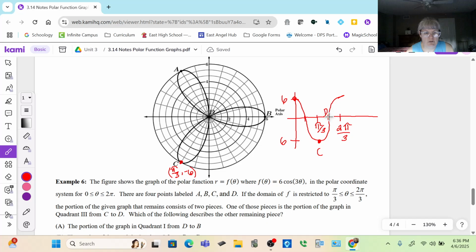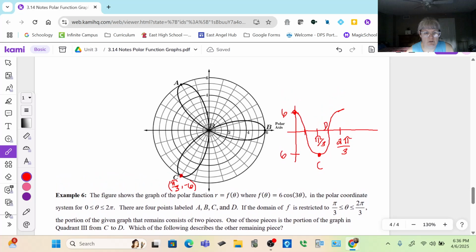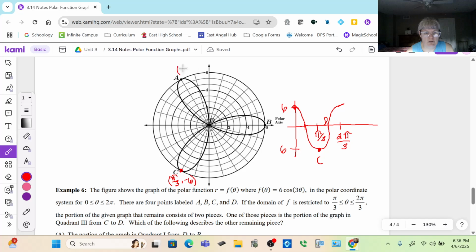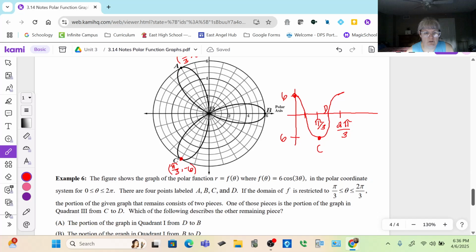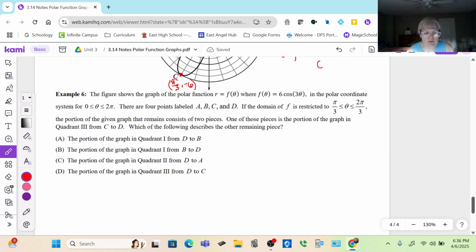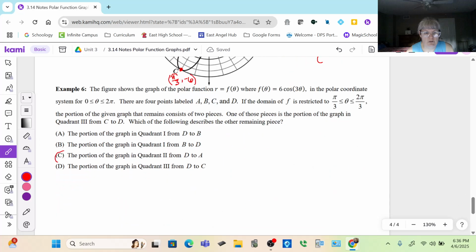And then it increases, so that at 2 pi over 3 we're in the positive. Well, A here is located at 2 pi over 3, and it has an R value of 6. So that must mean we're going from D to A before we start decreasing again. So D to A in quadrant 2 is what we're looking for as our final answer.